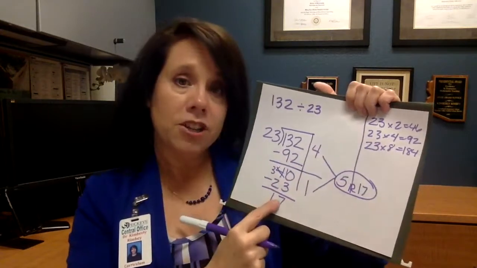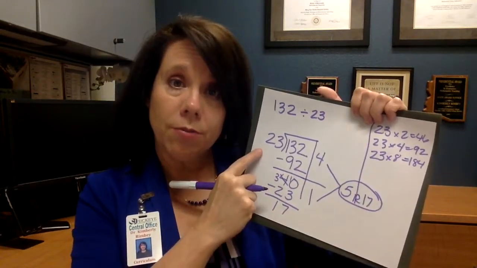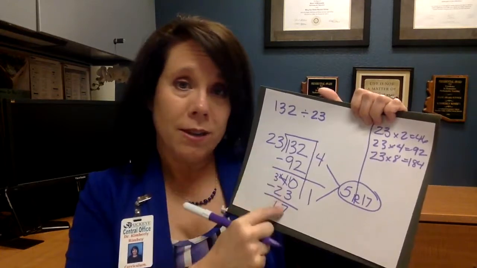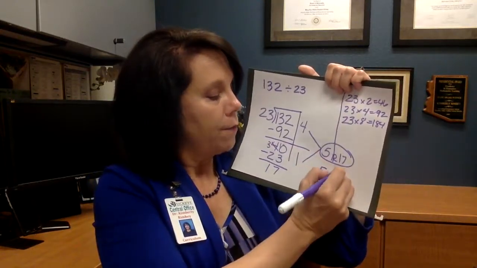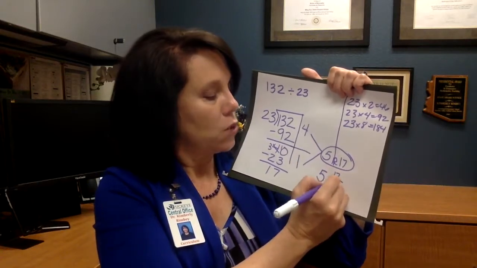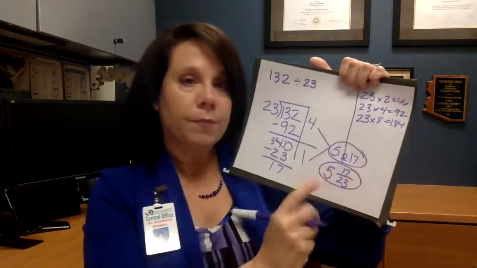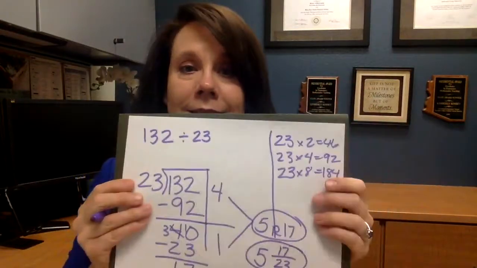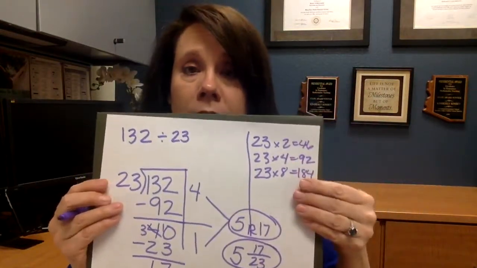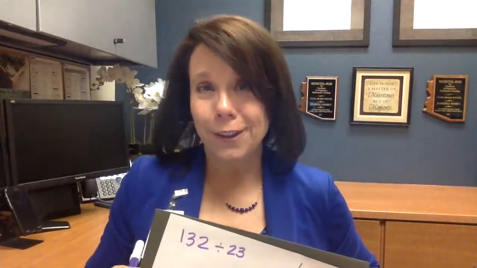I want to check and make sure that 17 is less than 23, because that means that 23 is not going to go in there any more times. Or I could have said 5 and 17/23 if I'm getting towards the end of 5th grade. So once again, that's how you can use the Big 7 and a multiplication bank to help you figure out how to do division using a whole number strategy rather than the traditional digit-based strategies.